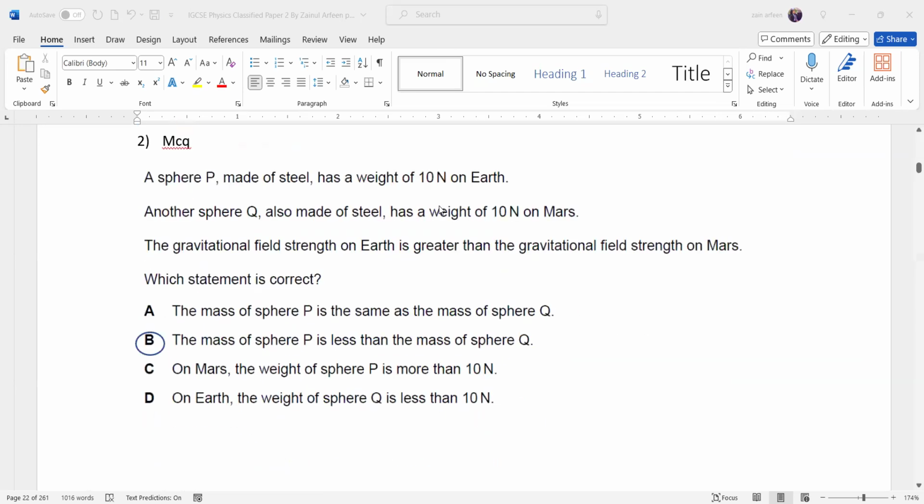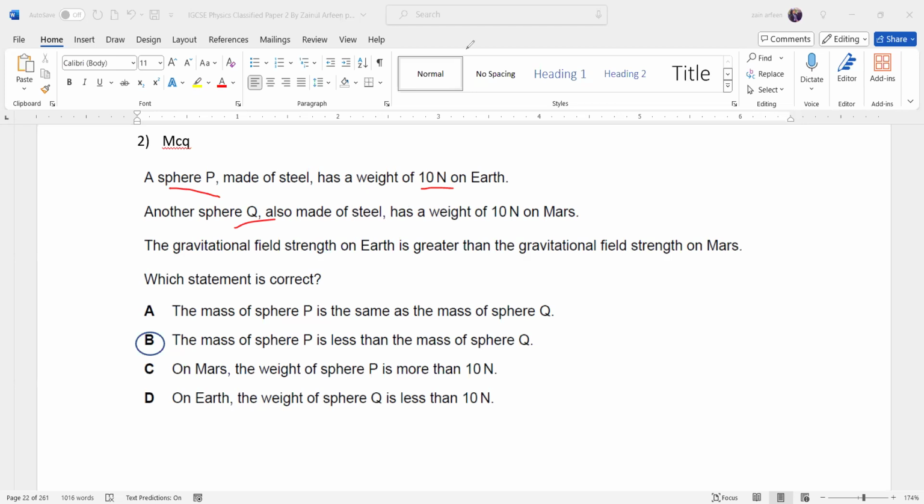In question 2, a sphere P made up of steel has a weight of 10 Newton on Earth. A sphere Q, also made up of steel, has a weight of 10 Newton on Mars. The gravitational field strength on Earth is greater than the gravitational field strength on Mars. Which statement is correct?